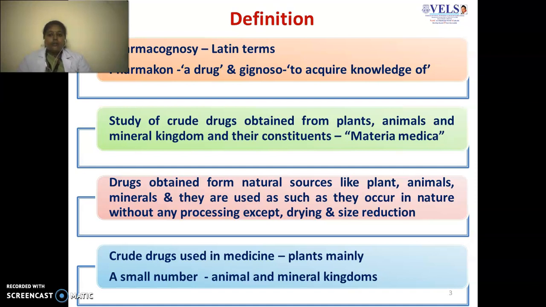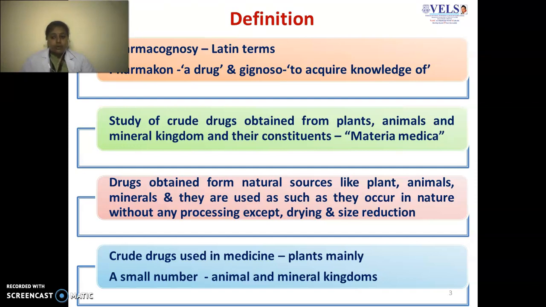So we are all aware of the term botany. What does pharmacognosy mean? Pharmacognosy is derived from two Latin terms: pharmakon means a drug and gignoso means to acquire knowledge of. So pharmacognosy is a branch of science which deals with the study of crude drugs obtained from a natural source, which can be a plant source, animal source, mineral kingdom or even microorganisms. The study of these crude drugs obtained from the natural source and their constituents is called pharmacognosy.